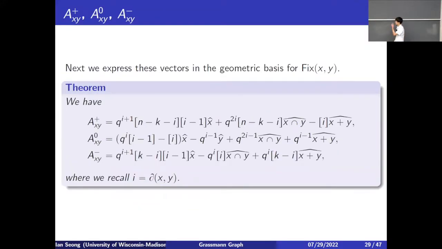Next, we're going to express Axy plus, Axy naught, and Axy minus in terms of the geometric basis, and this is what it looks like. So before I move on, one might ask, why do we care about these Axy plus, naught, and minus? Why do we split them up into more cases or more sets? The short answer would be that if i equals 1, then one of these plays a huge role. I'll just leave it at that.